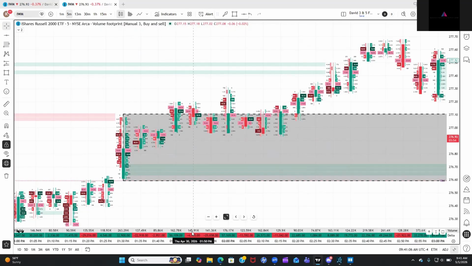Here's 145,000 with only 4,000 in sellers. Here's 141 in volume with 25,000. Now much bigger than the 135 candle. Still couldn't drop the auction.